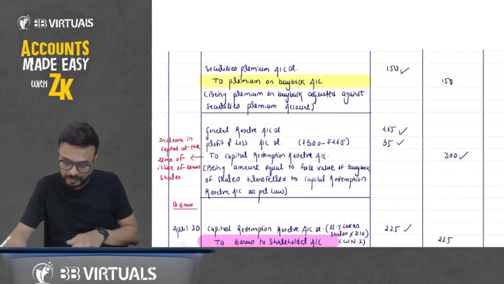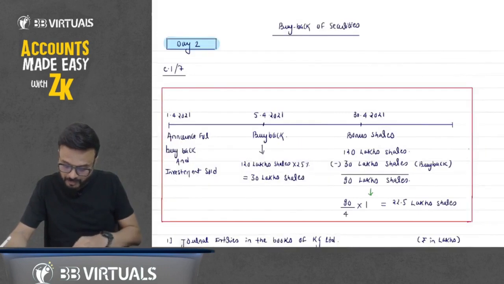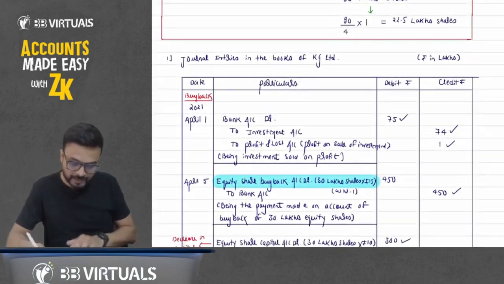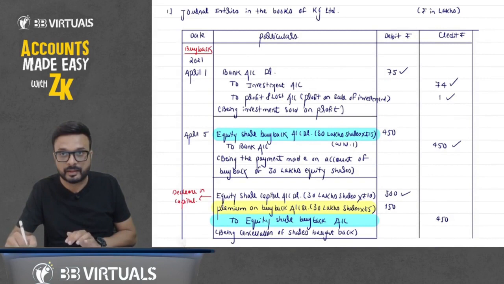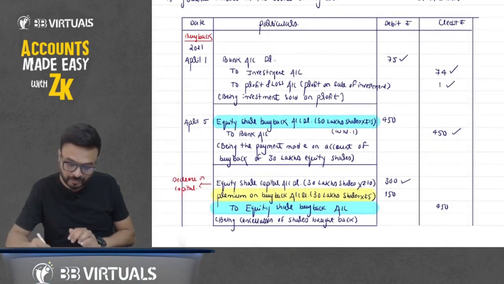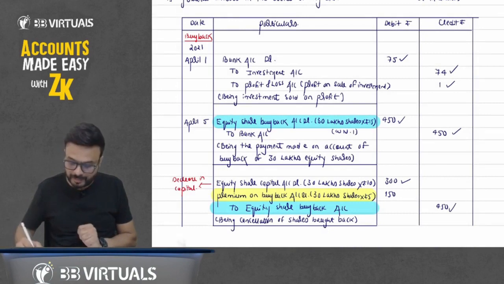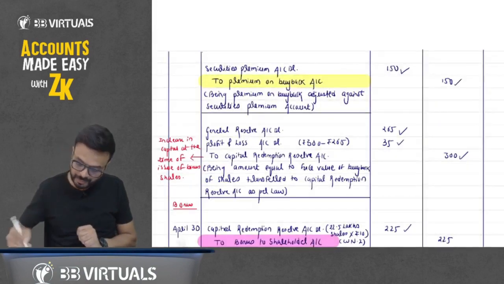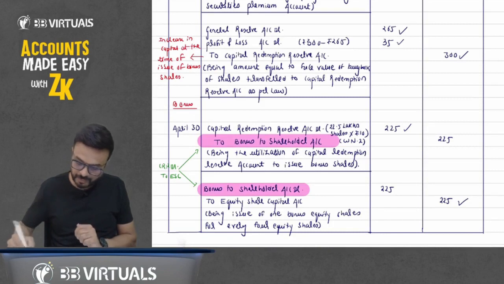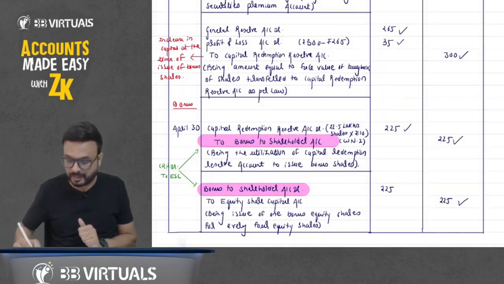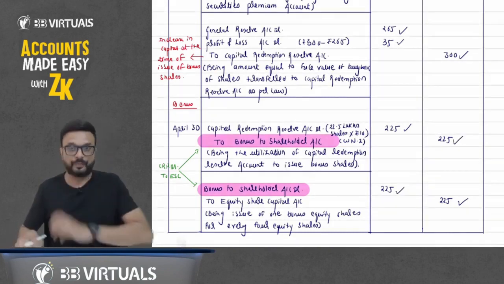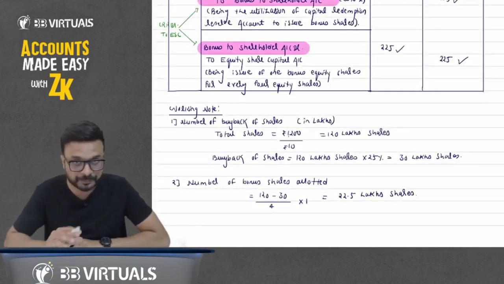Okay, after preparing the balance sheet, you can cross-check it with all the items covered here. Yes, this tick here: we have debited 450 and credited here, so it cancels. Then you have debited this premium 150 and credited here. And we have all the items here. Bonus to shareholder you have credited, then debited. Okay, so question number one is done.